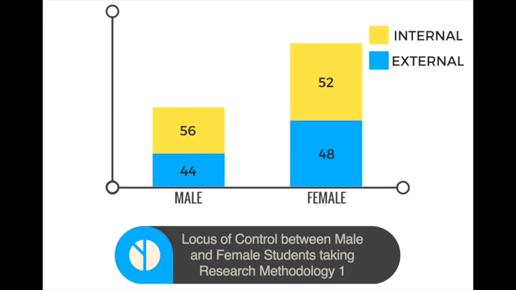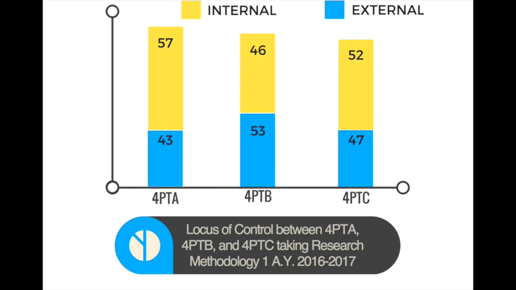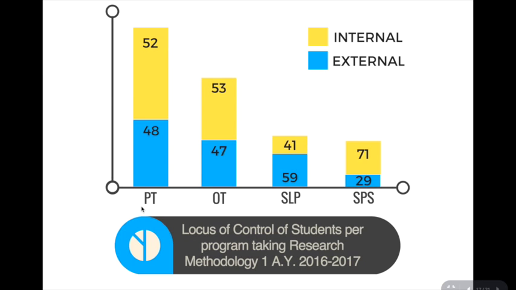For the first graph, 56% of 90 male students are part of internal locus of control, while 52% of 176 female students are part of internal locus of control also. The second graph, 57% of 4PTA and 52% of 4PTC are part of internal locus of control, while 53% of 4PTB are part of the external locus of control. For the third graph, 52% of physical therapy students are part of internal locus of control, 53% of occupational therapy students are part of internal locus of control also, while 59% of speech language pathology students are part of the external locus of control. 71% of sports science students are part of the internal locus of control.